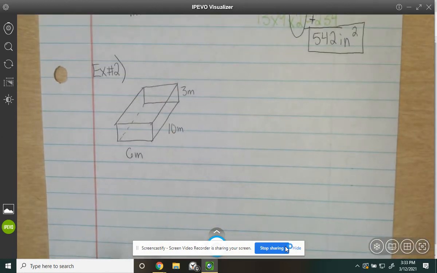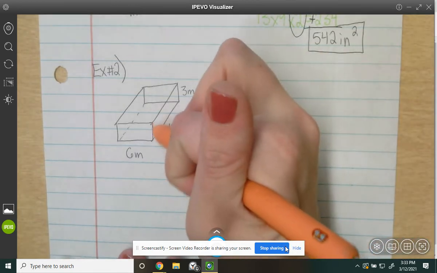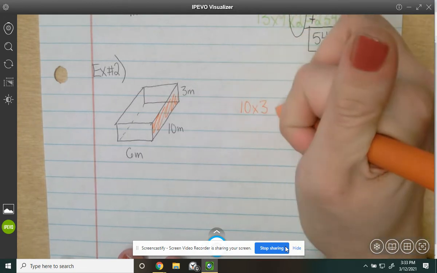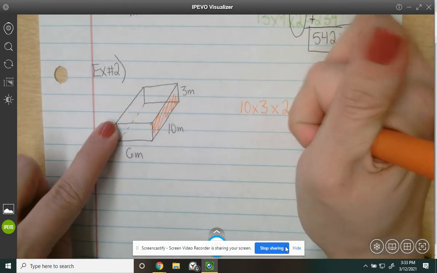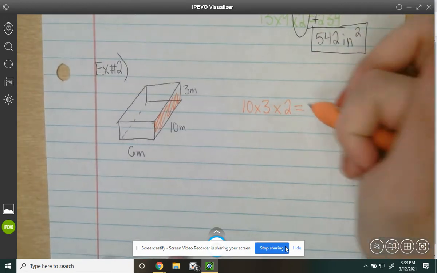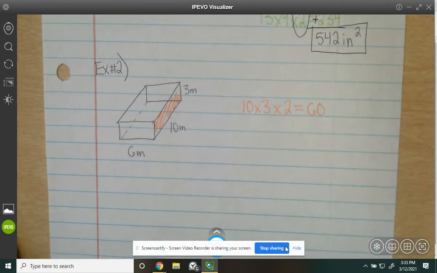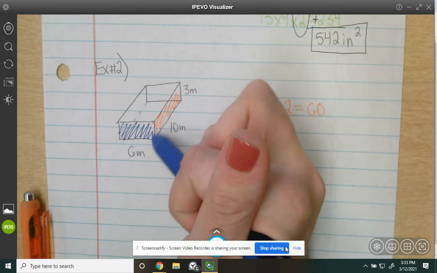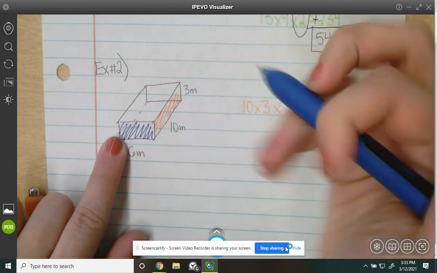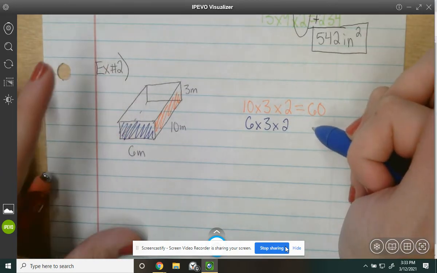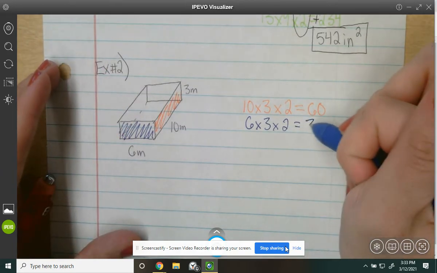Once again, we have 3 rectangles. Let's just do this side one here. That would be a 10 by 3, and there's another side one here, so times 2. And that would be 60. And I see this side one here, or front one, I guess, and that would be a 6 by 3 times 2, because there's also the back one here. That's 36.